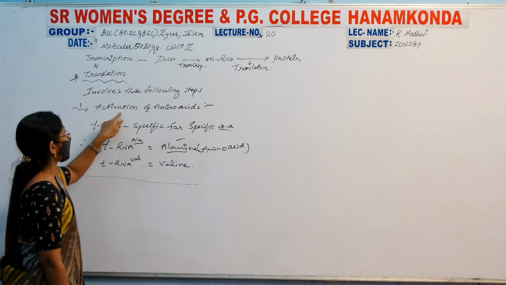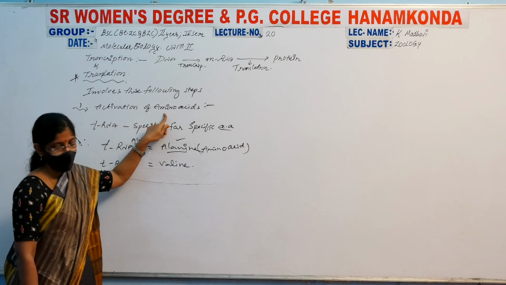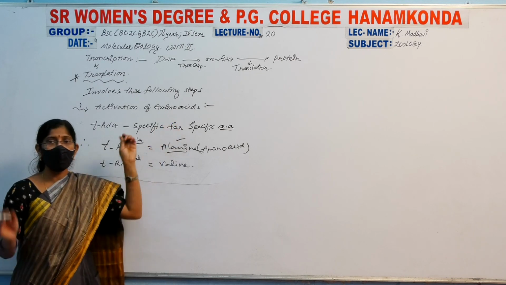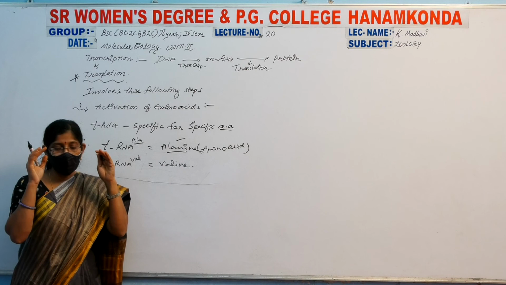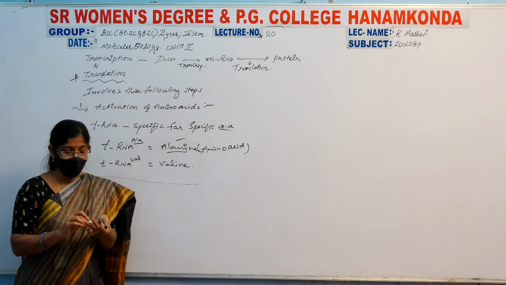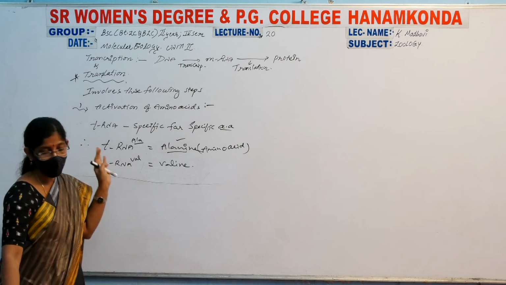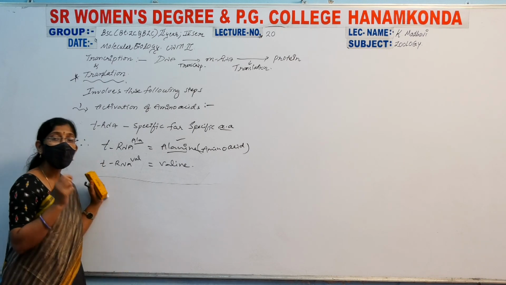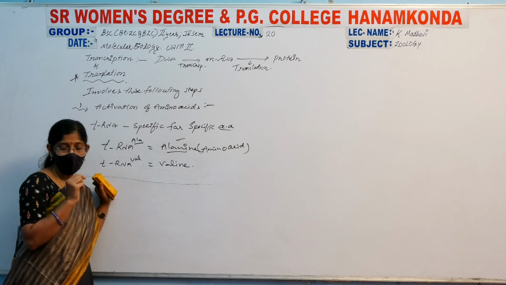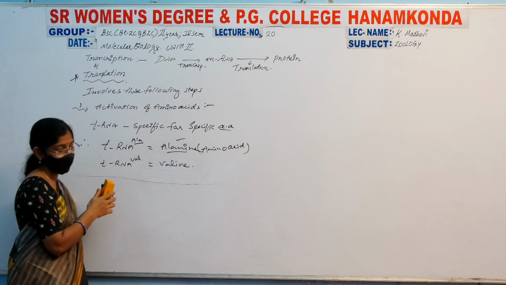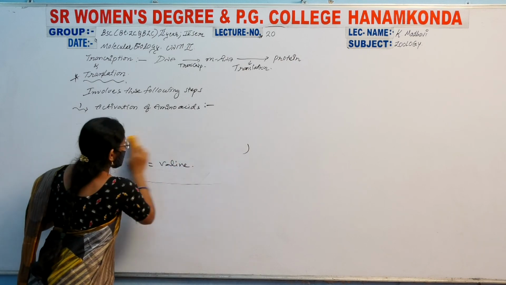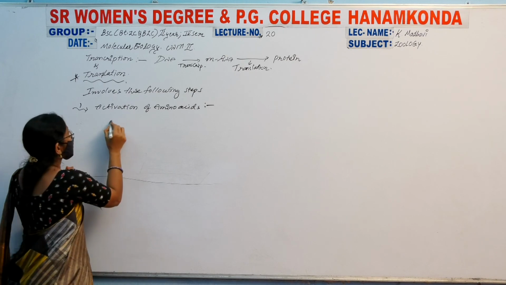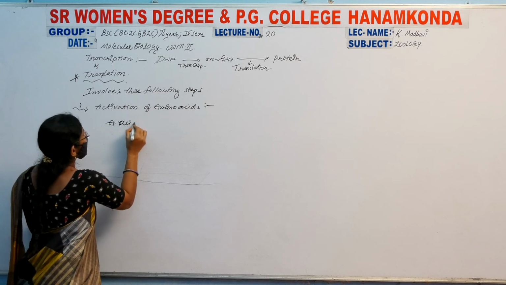How does the activation of amino acids occur? Let us see. Here, in the amino acid pool, those are activated by ATP with the help of an enzyme. The enzyme name is amino acid synthetase.